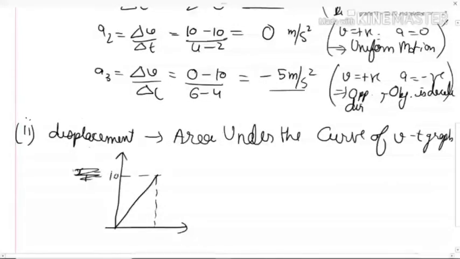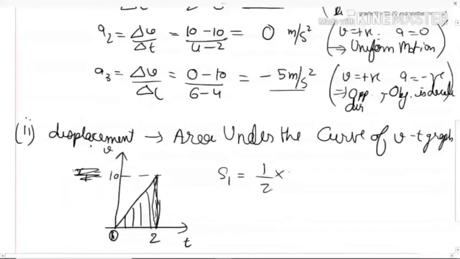Yes or no? Will it look something like this for the first part, from 0 to how many seconds? 2 seconds, right? So this will be the displacement in the first part, the area under the curve. Can you see a right angle triangle being formed? So what is the displacement in this? Half base is 2 multiplied by height is how much?